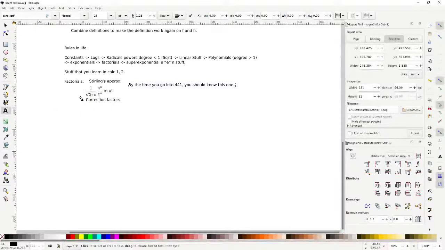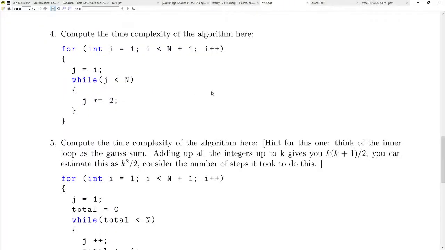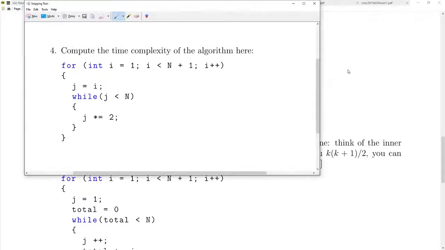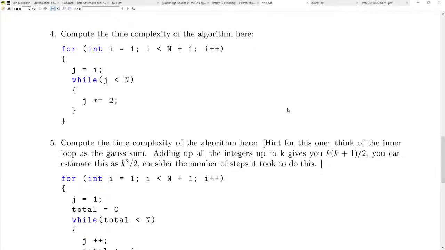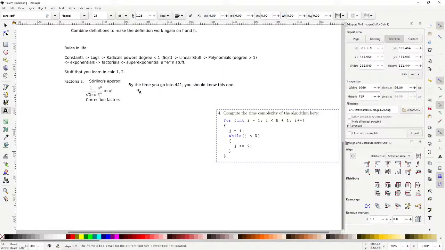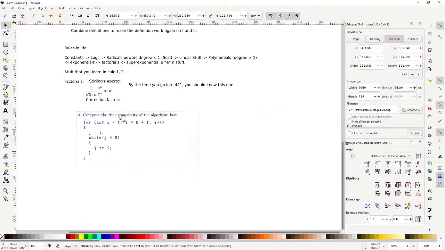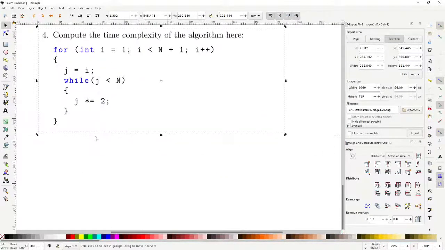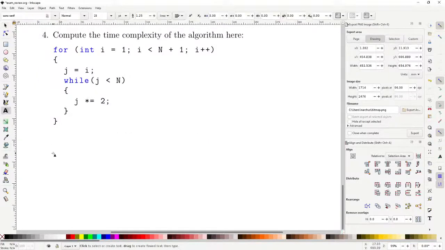Let me actually use the snipping tool so that I can snip this thing. Okay, and then copy, paste. So what am I going to do here? This is basically my big hint. I'm not going to solve the whole problem, but this is what I'm going to do. I'm basically solving the problem here. For this one, let's just look at how many times this while loop runs.